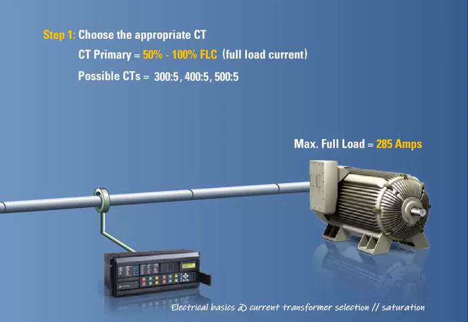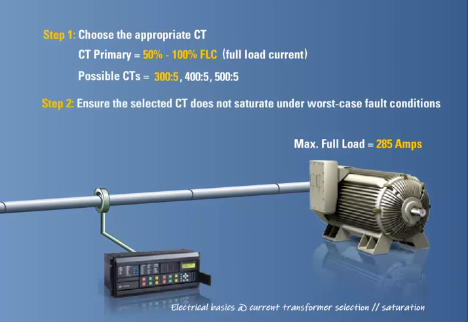In this case, we would select the CT that would fall the closest to 100%. The reason for this is the higher the CT ratio is over the full load current, the less sensitive that CT will be. Since accuracy is always imperative, we will select a CT with a 300 to 5 amp conversion, where the primary rating is 300 and closest to the 100% primary rating. The next step is to ensure this CT doesn't saturate under worst-case fault conditions. If it does, a higher ratio CT, such as the 400 to 5 CT, may need to be chosen.